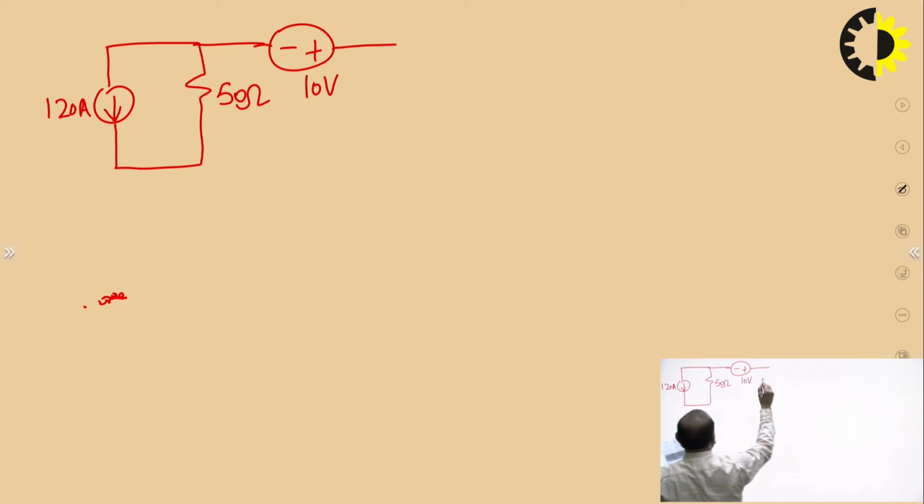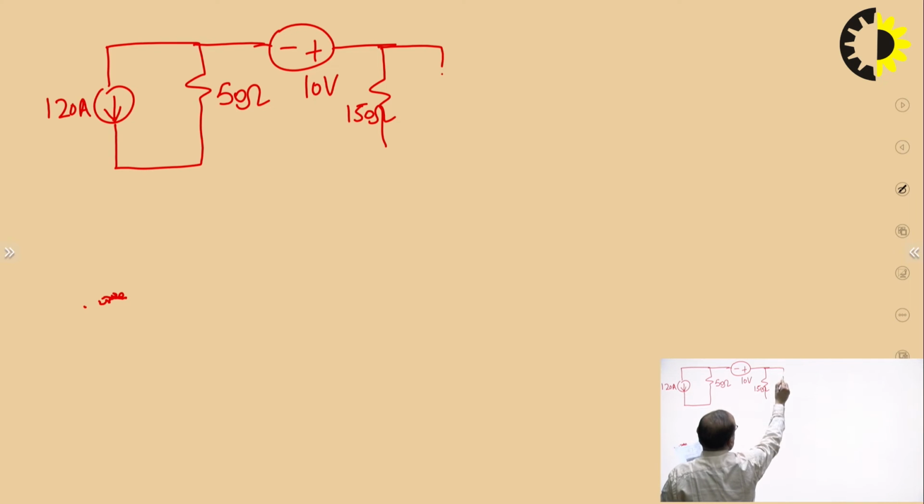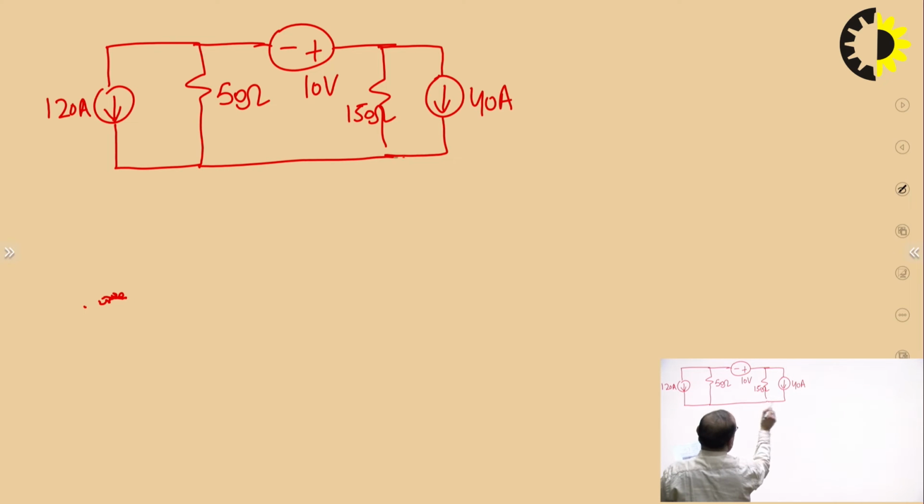Then we are having 150 ohm resistance here, and with this resistance a parallel current source of 40 ampere with a downward arrow is there. This is the circuit, and in this circuit we are to find the current I in this branch. Using the source transformation technique, we are to find this current.